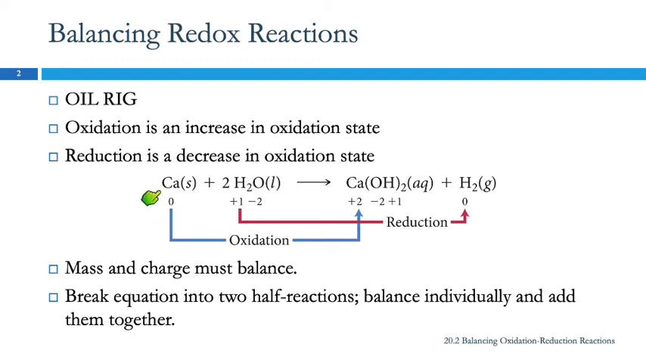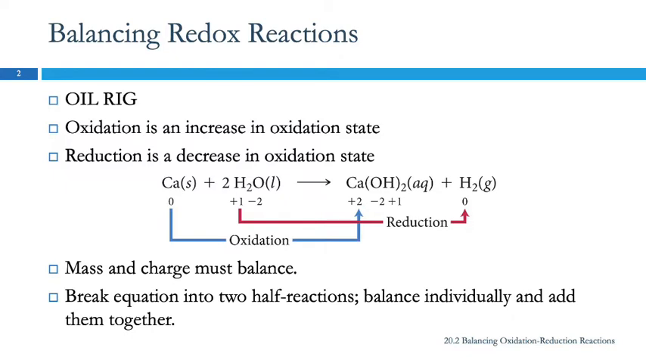In this example, we have calcium reacting with water to form calcium hydroxide and hydrogen gas. The oxidation state of calcium is going from 0 as an element to +2 as the calcium ion here. An increase in oxidation state, so calcium is being oxidized. The hydrogen is going from a +1 in water to 0 as an element. Oxidation state's going down. That's the reduction.